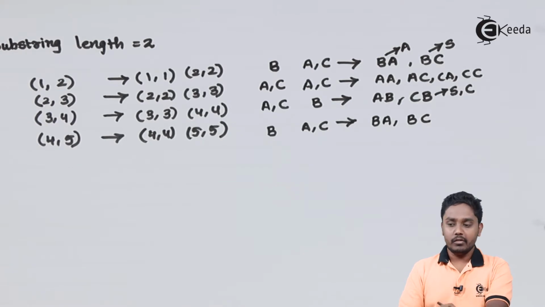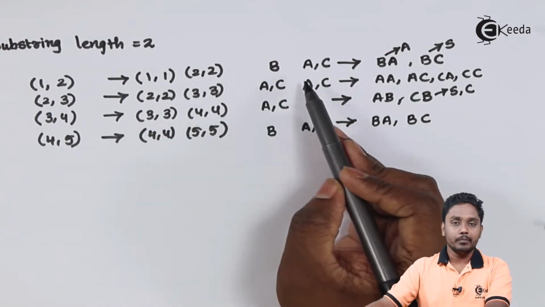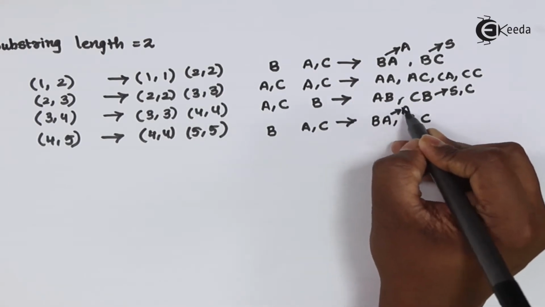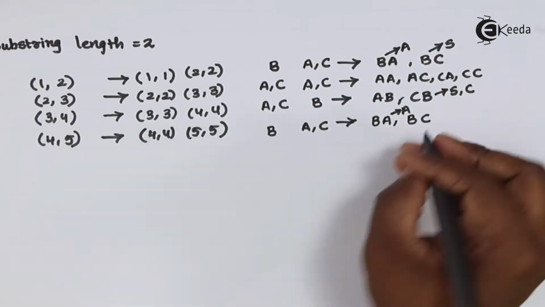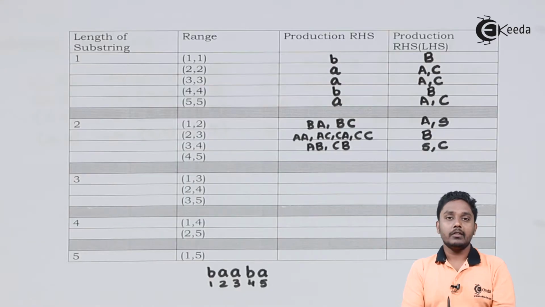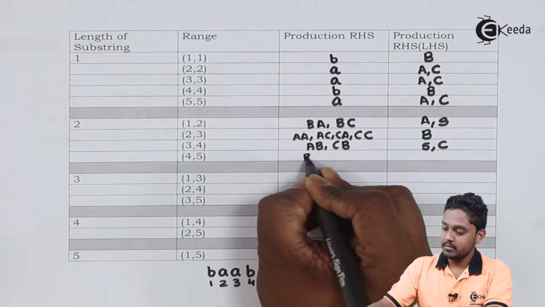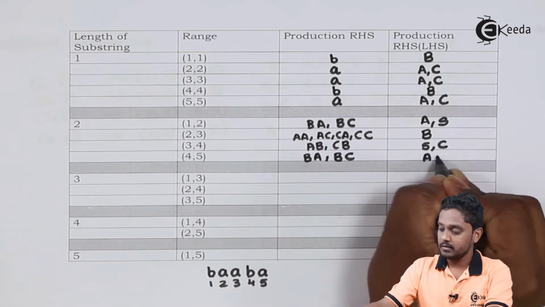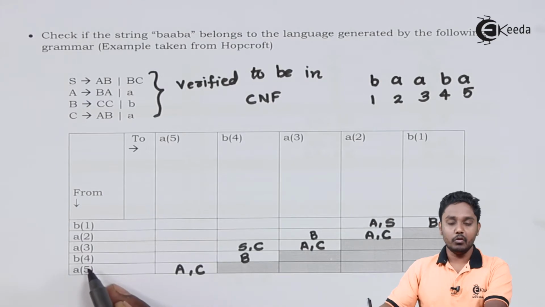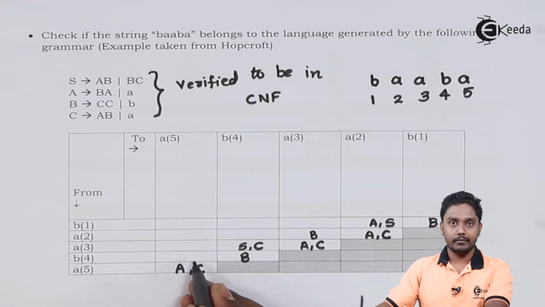We have already solved this. For 1 to 2, we reuse it. BA is produced using A. BC is produced using S. Hence, we will have RHS, BA or BC. LHS would be A or S. Let us write this information. In the dynamic programming table, it would be row 4, column 5, A or S.